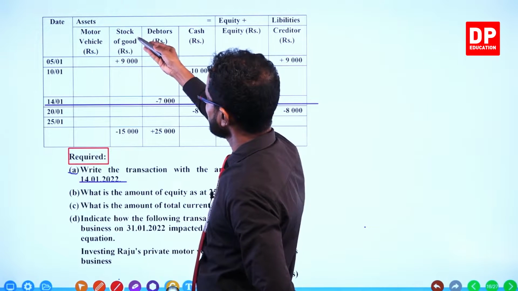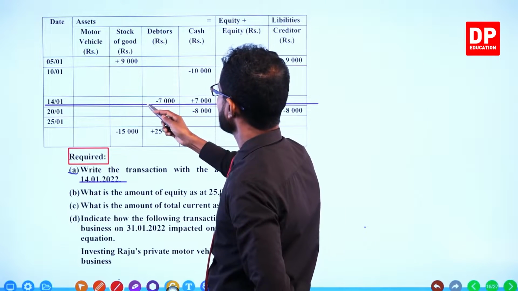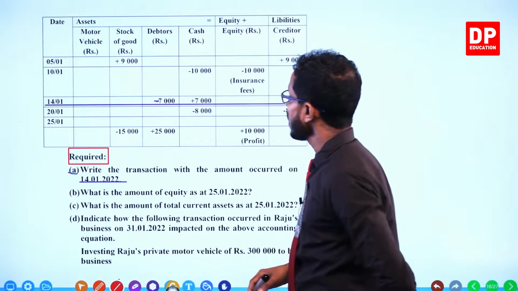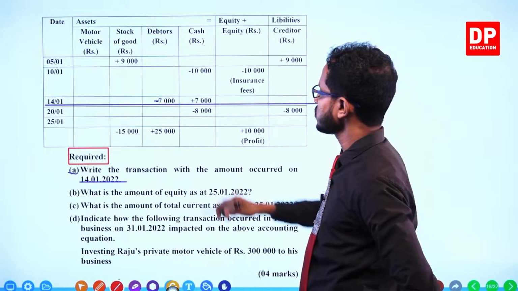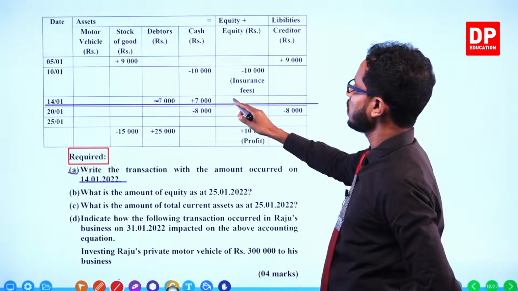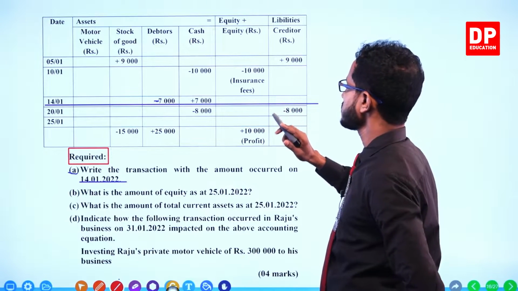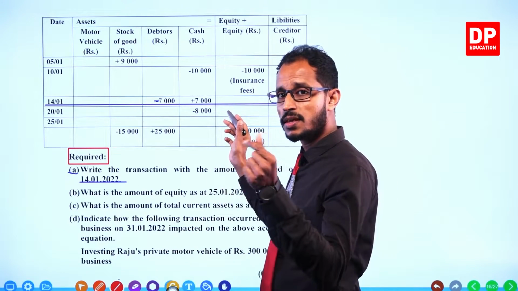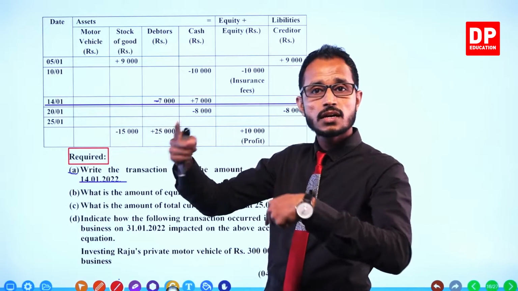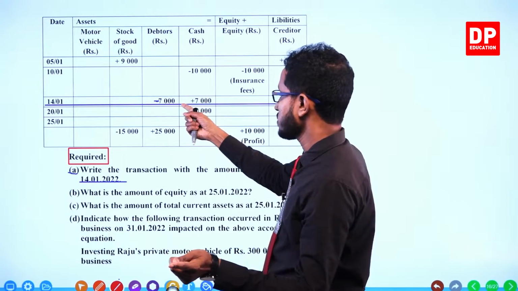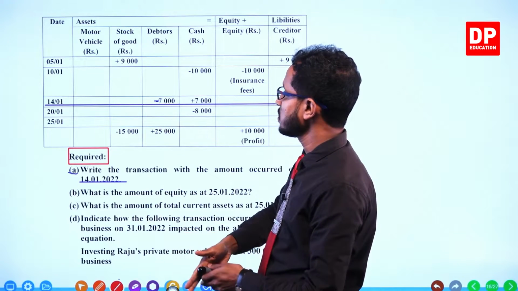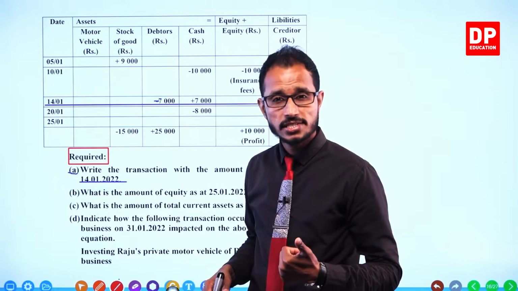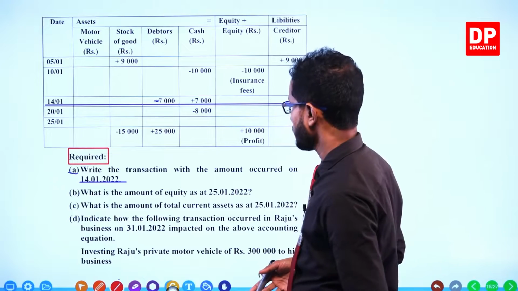14th January, children. Motor vehicle, there's no change. Stock of goods, there's no change. Debtors decrease, minus 7,000. Cash increase 7,000. Nothing under equity, nothing under liabilities, nothing under creditors. Cash has increased 7,000. That means cash has come into the business, but debtors decreased by 7,000, same amount. What is the transaction? Debtors have paid us cash 7,000. That's what you should write.